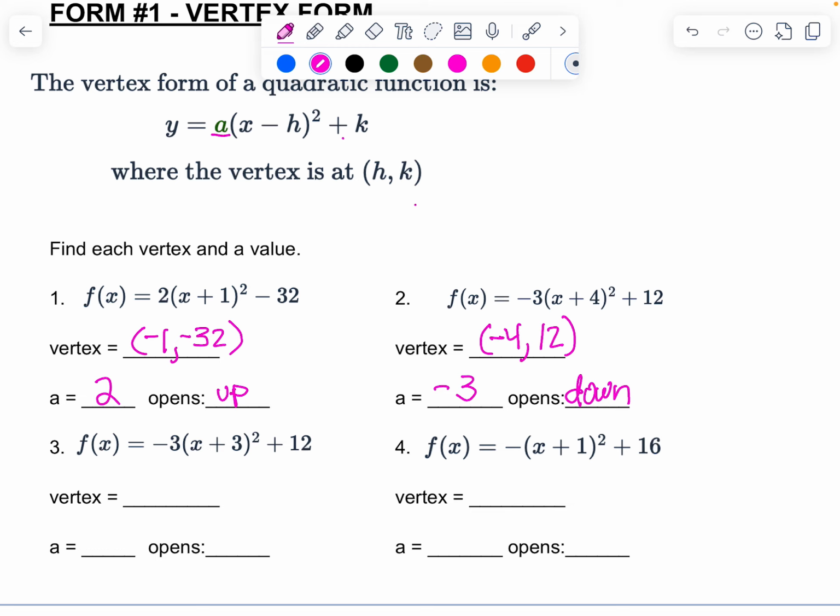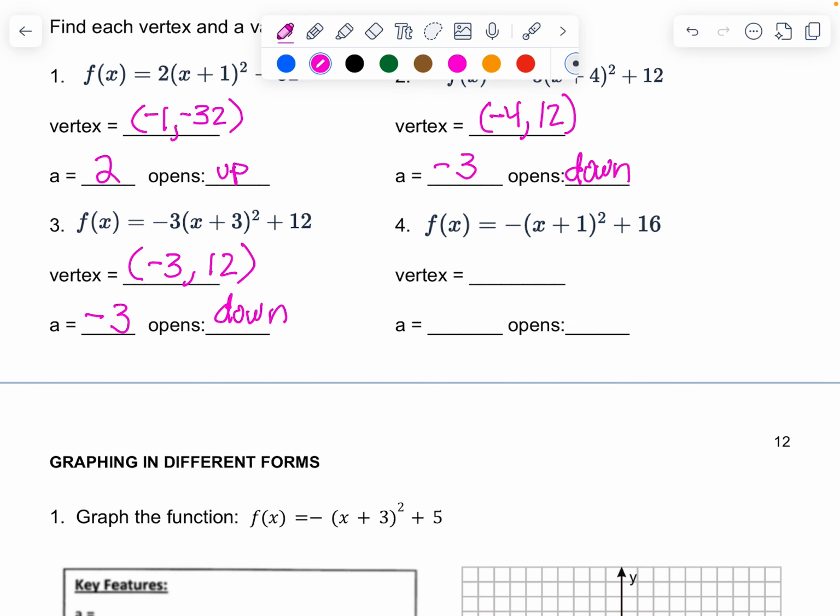Number 3, your vertex is (-3, 12). A is -3, and it opens down. And number 4, vertex (-1, 16). Your A is -1, and it opens down.